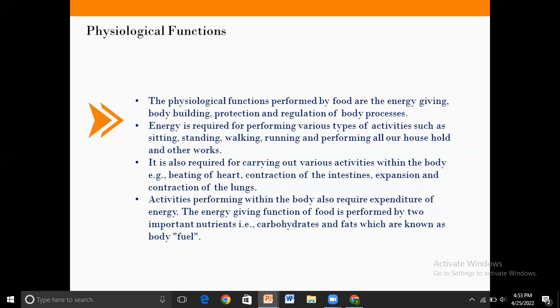So energy is obtained mainly from two types of nutrients, that is carbohydrates and fat, which are commonly known as the body fuel. Protein also supplies energy, but its main function is body building. So that is why carbohydrates and fats are highlighted here for giving energy.